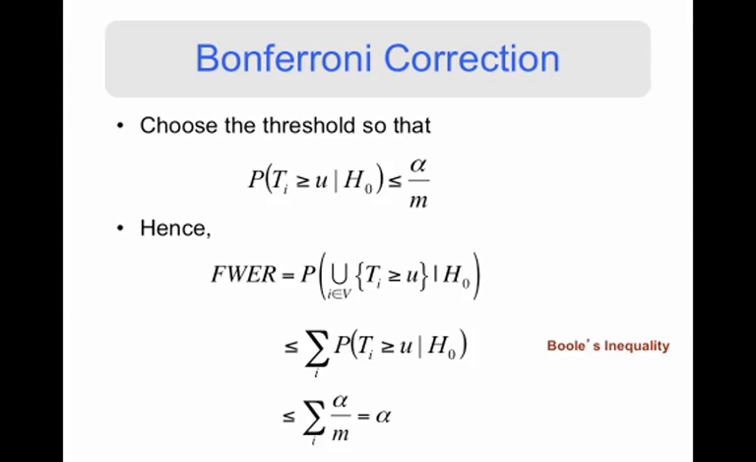So Bonferroni correction provides a control over the family-wise error rate. And so this is one way we can choose our threshold u. We can determine alpha, say 0.05. We can divide that number by the number of tests, say 100,000. And then we can find the threshold for the test statistic for which the probability that the test statistic exceeds that value under the null hypothesis is less than or equal to alpha over m.